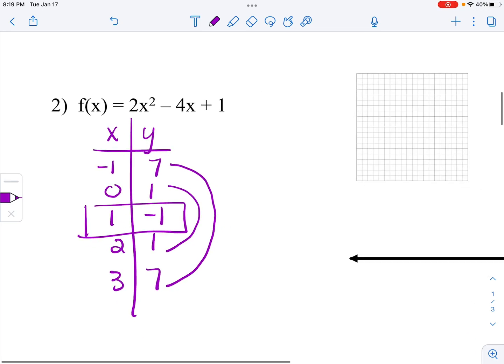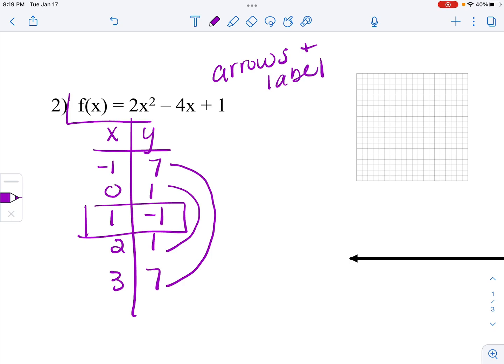So again, at this time, I want you to pause this video, write down your table if you didn't do so already, and go ahead and plot these points. Make sure always, always, always arrows, and hopefully you can all say this out loud, label. So make sure you put your arrows and you label. That means you put this function, you write it somewhere on your graph.